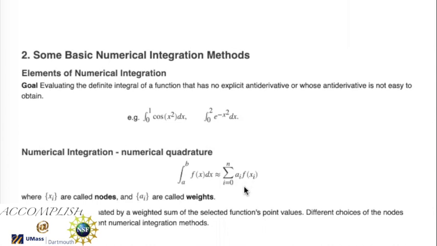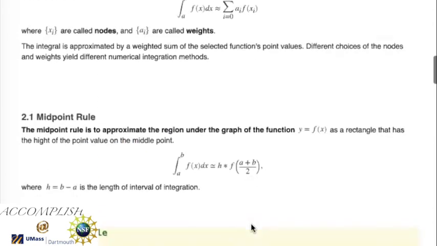Usually for a given numerical integration method, the locations xi's and the weights ai's are determined. So once you point out which method you want to use, you know what the points and the weights are. Different nodes and weights will give you different numerical methods. So let's look at some basic ones. The very first one is called the middle point rule.